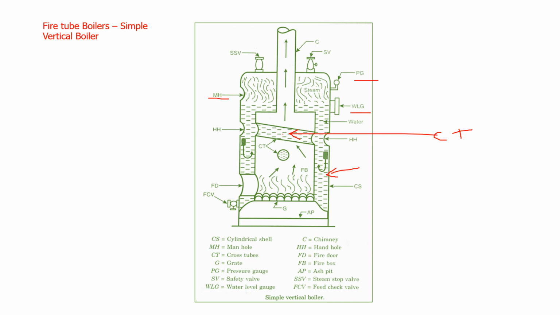This is called a chimney. This is grate, G-R-A-T, grate. Over that only furnace will be there. This is called firebox. This is fire door. Through this only coal will be put up inside. So these are some major components. This is a feed check valve. So all the things are necessary to run the boiler.